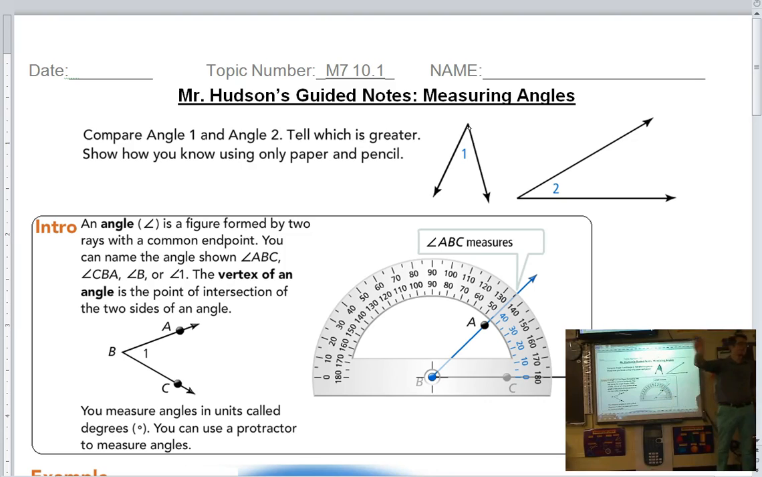Anyone need help on the fold? Give it a shot. So you want to stick the corner. Guys, if you did not do this, you want to stick the corner of the sticky note, like the sticky corner, in the corner of the angle. I'm going to get you a smaller one. So corner in the corner.